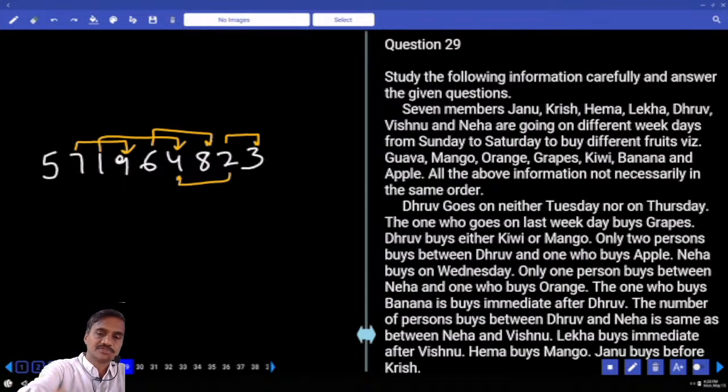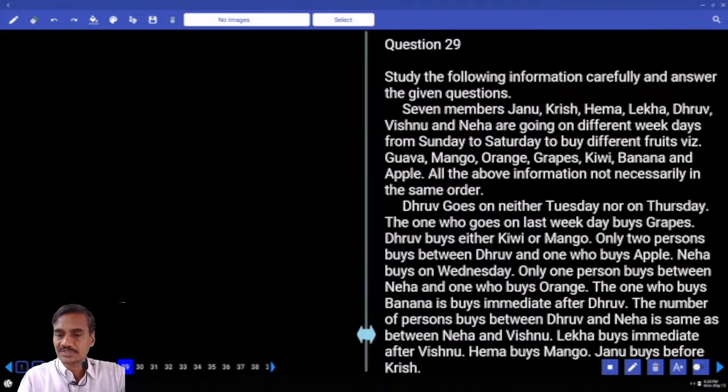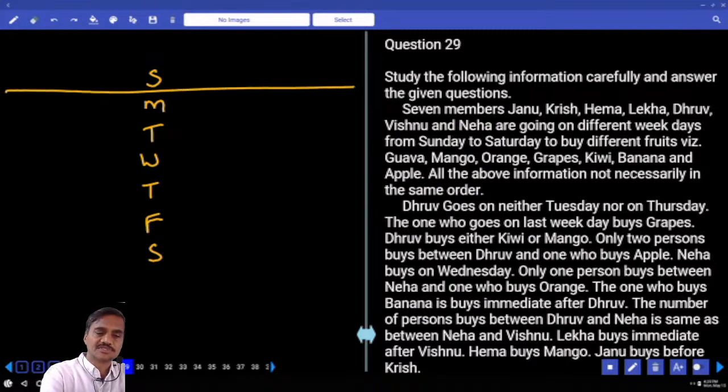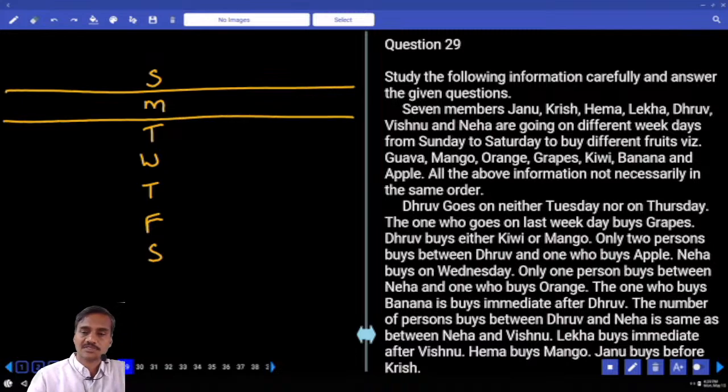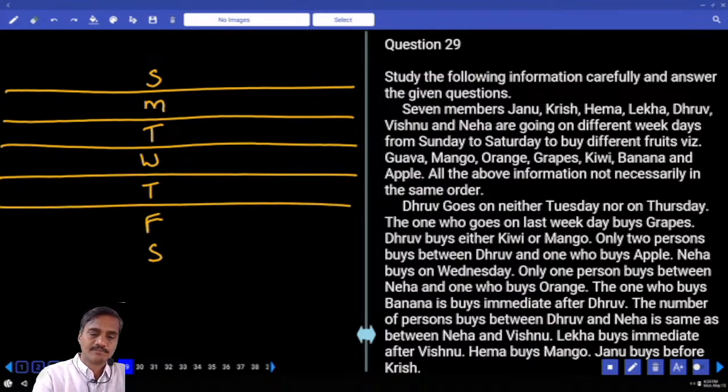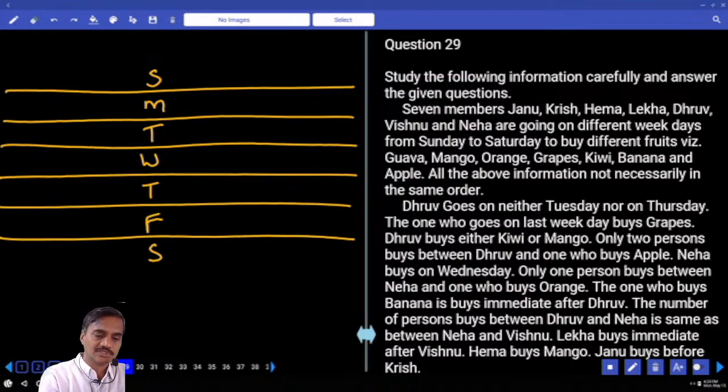Then 29 onwards, there are 7 persons. These 7 persons are going on different weekdays from Sunday to Saturday. Now 7 persons on these 7 different days, and each one of them likes a different fruit as well.